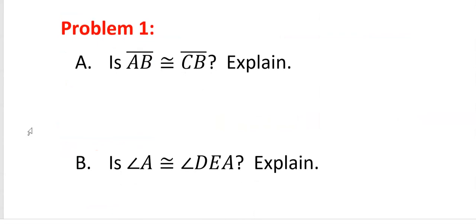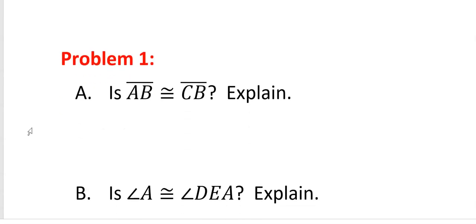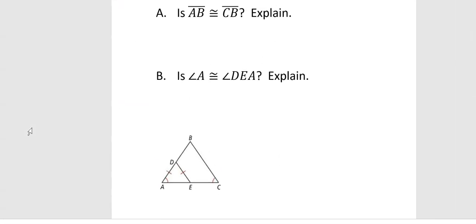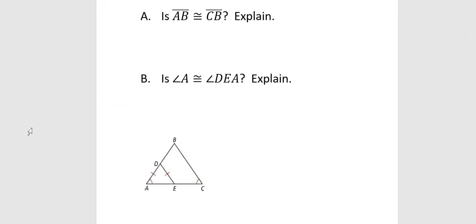Okay, so look at problem 1. It looks like okay, there's the picture. I'm going to make it a little bit smaller. Okay, so in the picture, so if you're copying, do that later. In the picture, we have this small triangle, ADE. We have a big triangle, ABC, and we have some things marked. So is AB congruent to CB? So they want to know, is this one congruent to that one?